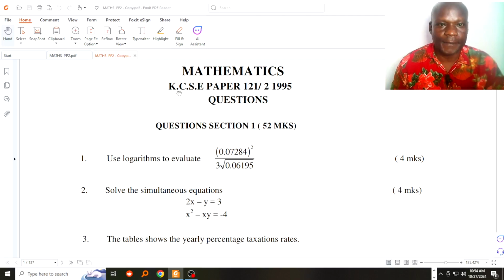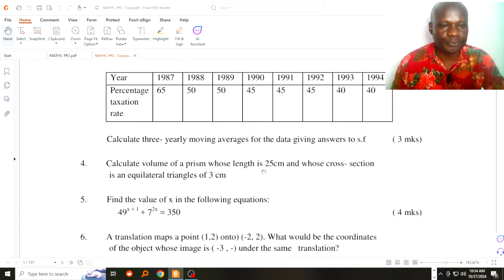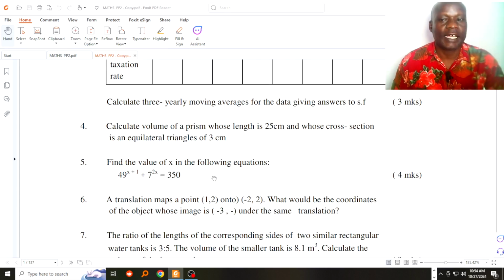Now, on the 1995 paper, that is the Kenya Certificate of Secondary Education, we want to consider question 5. Question 5 reads, find the value of x in the following equations.